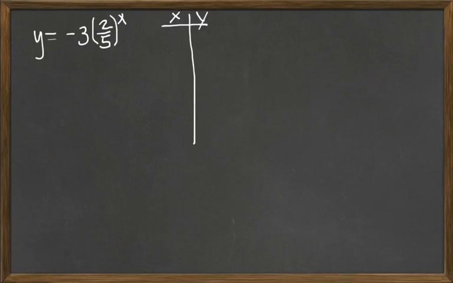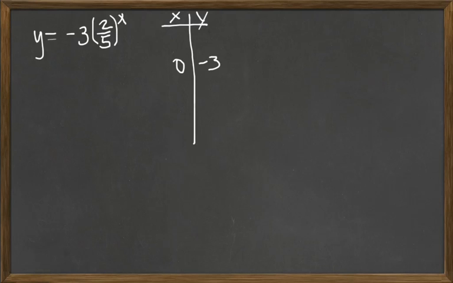Alright, here we go. We're going to make a couple of XY points, just a couple, because I already know the shape. I actually know that this is going to be turned upside down because of my negative sign. So if we plot a couple of points.